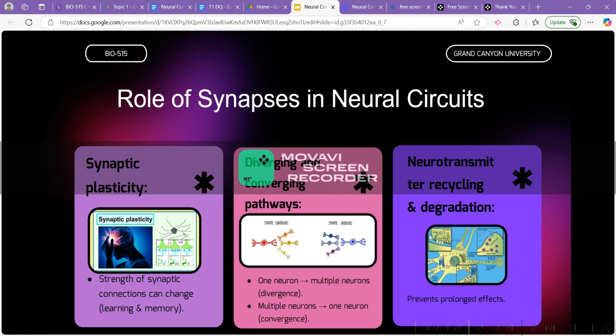To maintain precise neural signaling, the nervous system also regulates neurotransmitter recycling and degradation. After neurotransmitters bind to the receptors, they must be removed from the synaptic cleft to prevent prolonged effects. This occurs through reuptake into the presynaptic neuron, enzymatic breakdown, or diffusion away from the synapse. These mechanisms ensure that neural communication remains efficient and controlled, allowing for proper brain function and adaptability.